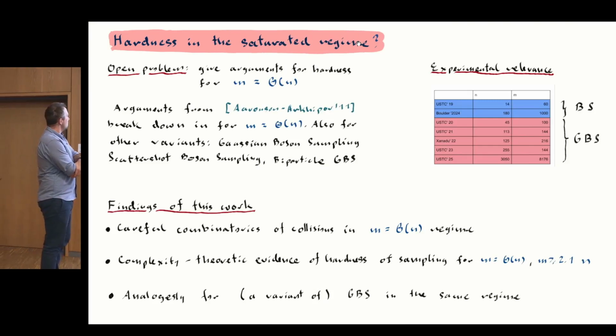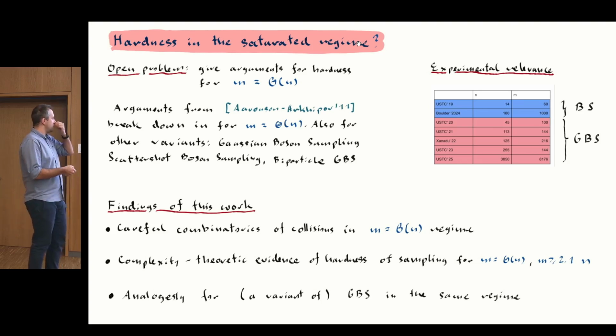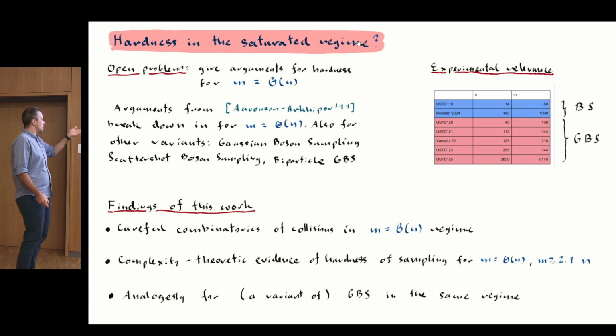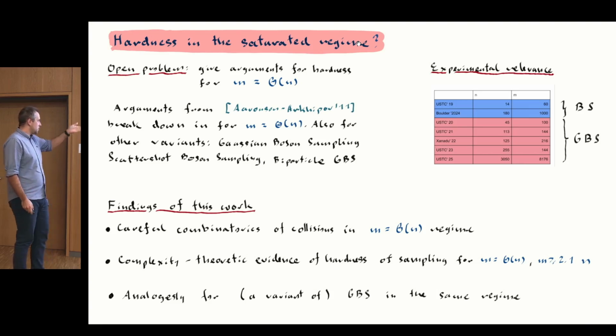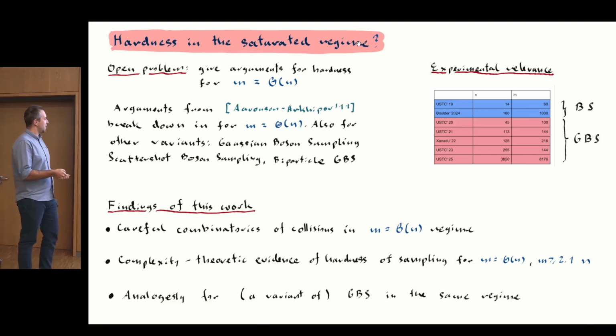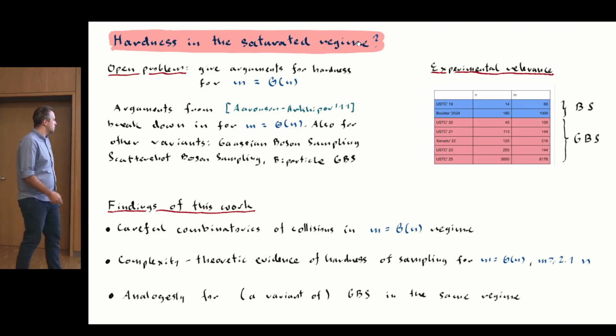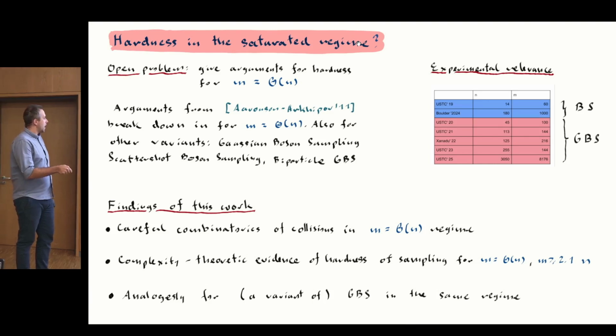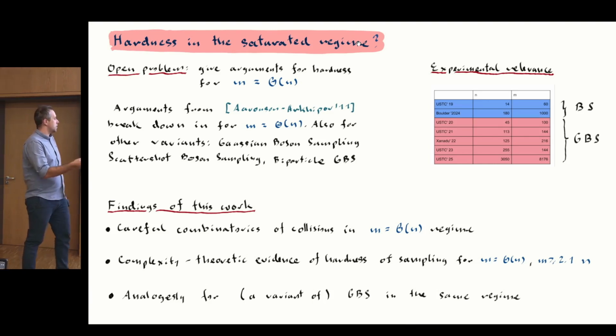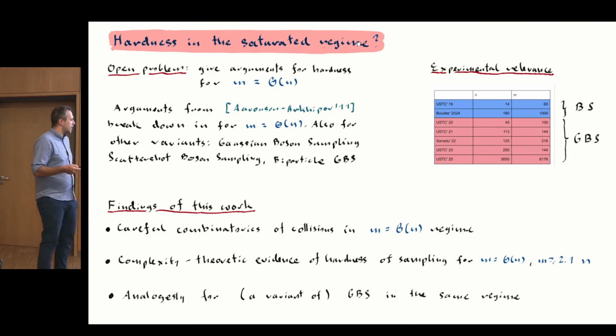So first we give careful combinatorics of collisions in the saturated regime. Second, we try to give complexity-theoretic arguments for hardness of sampling when the number of modes scales linearly with the number of photons, under some mild constraint, roughly that the number of modes has to be at least twice the number of photons. And we have a version of that also for a variant of GBS, or scattershot boson sampling.